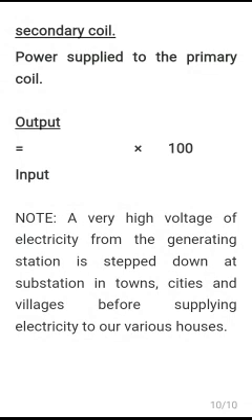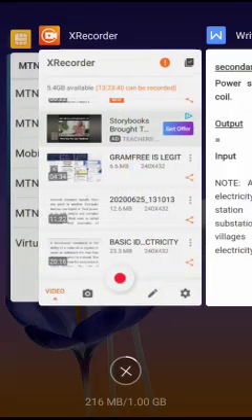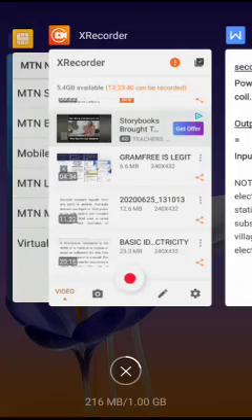And note that a very high voltage of electricity from the generating station is stepped down at a substation in the town, city, or villages before supplying electricity to our houses. So all these are very important, and you must take note of them.